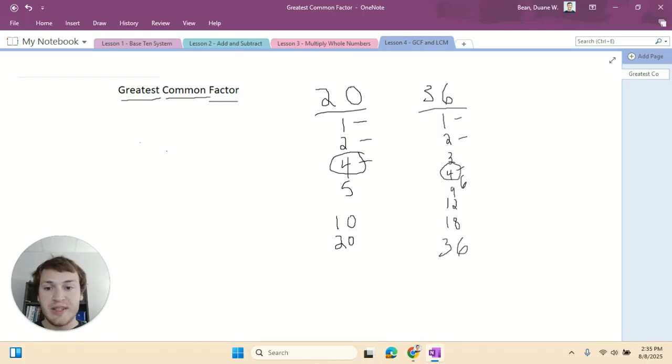If we do apples, it'd be 5 groups of 4 for apples. And then for oranges, it would be 9 groups of 4. So 9 boxes filled with 4 oranges each. Cool. So that is greatest common factor. You just find all the factors of the two numbers you're comparing, and you find the largest factor that they both have.